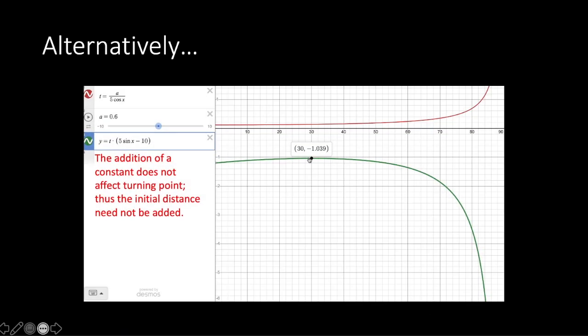Alternatively, if you're like me and didn't know how to solve this at that point in time, we just graph it. And it just shows you the turning point in decimals, which is shown right there.